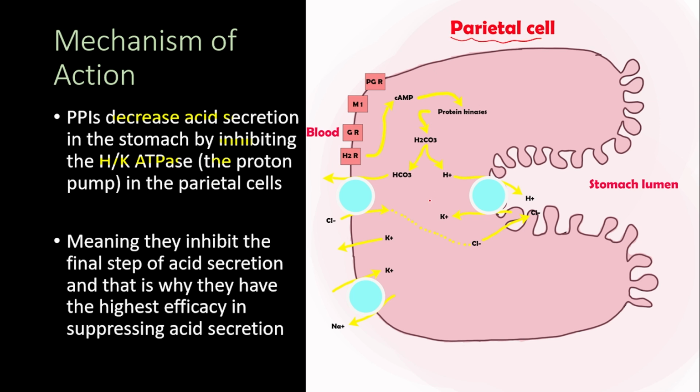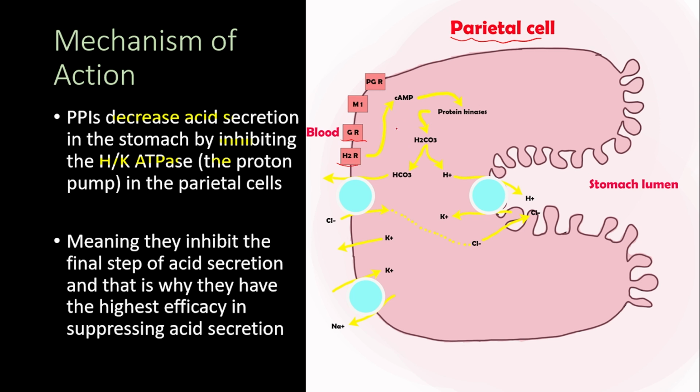And there are many steps for acid secretion. They start with eating a meal, which leads to the stretching of the stomach, which activates the stretch receptors, leading to gastrin secretion from the G cells. The gastrin would go and work on the enterochromaffin cells, which secrete the histamine. And both the histamine and the gastrin would come and work on the parietal cell, on the H2 receptors for the histamine, and the G receptors for the gastrin.